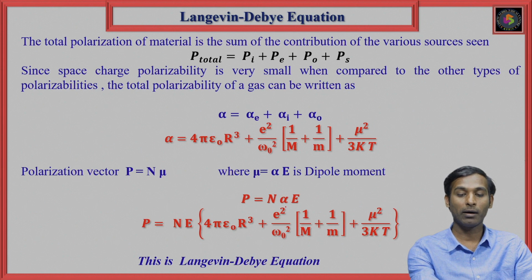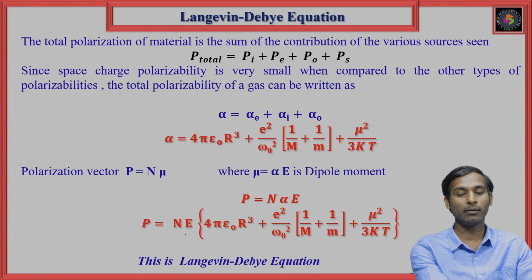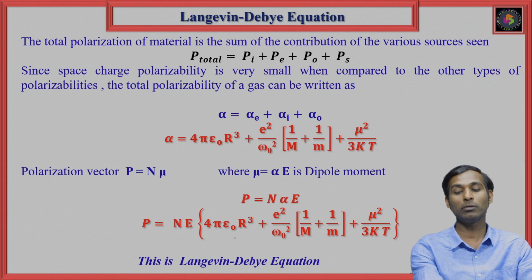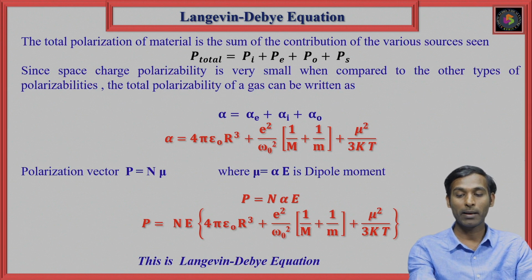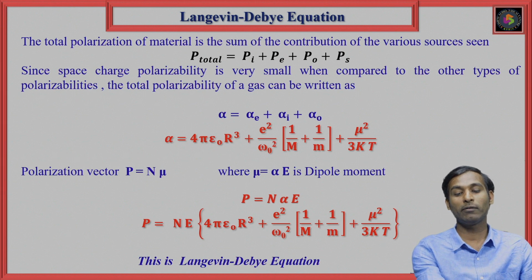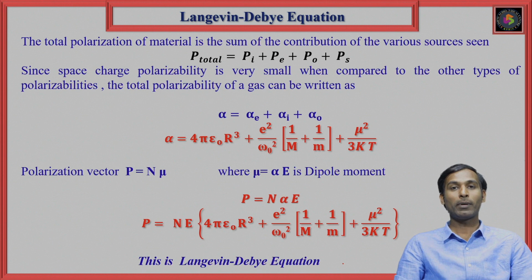What is our alpha value? We can see it here. Take P equal to NE as common. Substitute the electronic polarizability value, the ionic polarizability value, plus the orientation polarizability value. Space charge polarization is very small, so we are not counting the space charge polarization. This equation represents the total polarization of the system. That's why it is said to be the Langevin-Debye equation. This is an important aspect for the dielectric material.